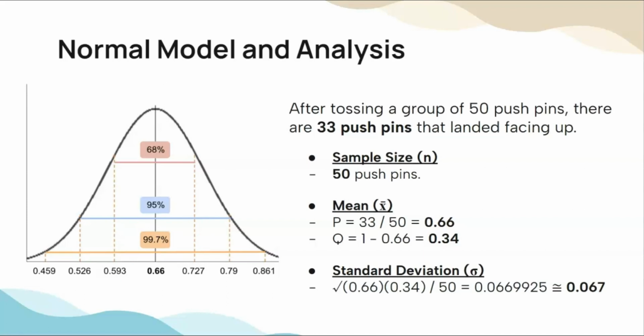We got our standard deviation by multiplying 0.66 and 0.34, dividing that value by 50, and taking the square root of the whole thing, in which you will get 0.067. And here's our normal model. The red line represents the 68% interval, the blue line represents the 95% interval, and the orange line represents the 99.7% interval.